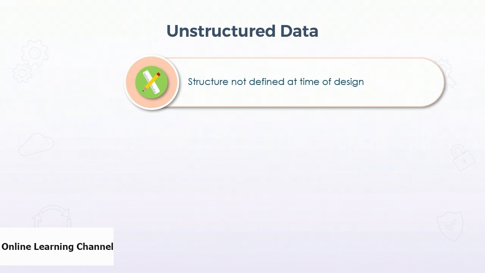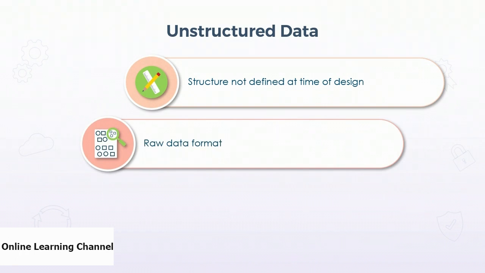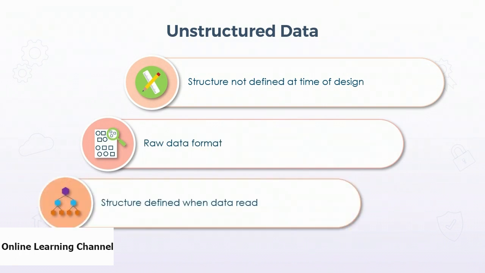Now, the thing with unstructured data is that it can't be defined at design time. You simply can't know what the data is going to be before you get started. And that means that the data you collect, store, and read is always in its raw format. The actual structure of the data is only defined when the data is read.